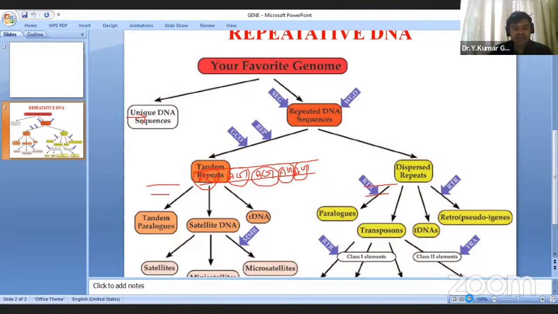In satellite DNA there are minisatellites and microsatellites. The name itself says it. The repetition is based on length. Microsatellites have very short repeats compared to minisatellites. That is the difference. Both are repeated DNA, but in microsatellites the repetition is very short and frequent, whereas in minisatellites the repeat extent is somewhat longer.